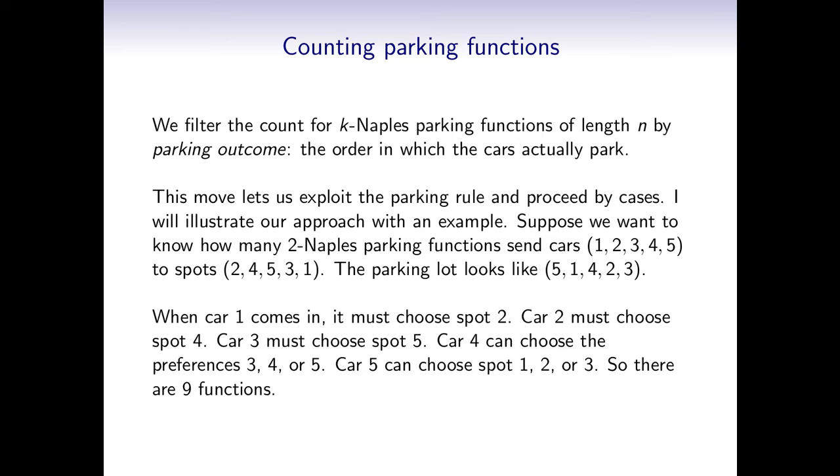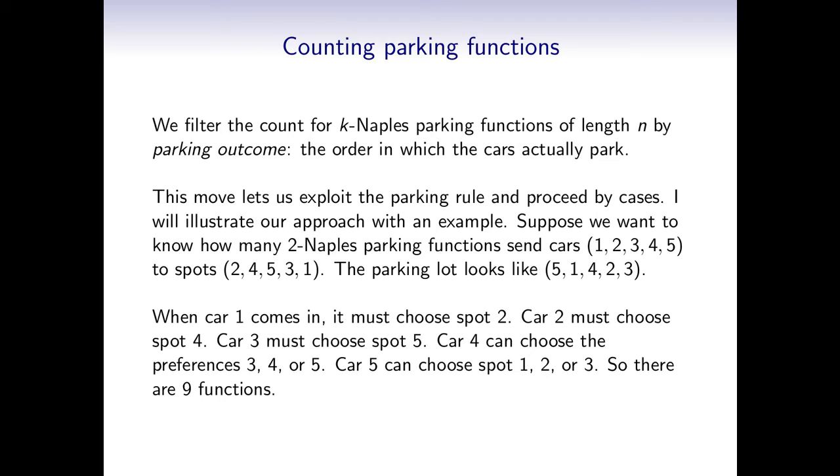Well, the 1st car is the first to come in, and it ends up in the 2nd spot. So it couldn't have backed up, it couldn't have moved forward, it just had to park there. There's only one option. Car 2 has the same deal. It parks in the 4th spot, but the 5th and the 3rd aren't taken, so the only way it could have parked there is by driving in immediately.